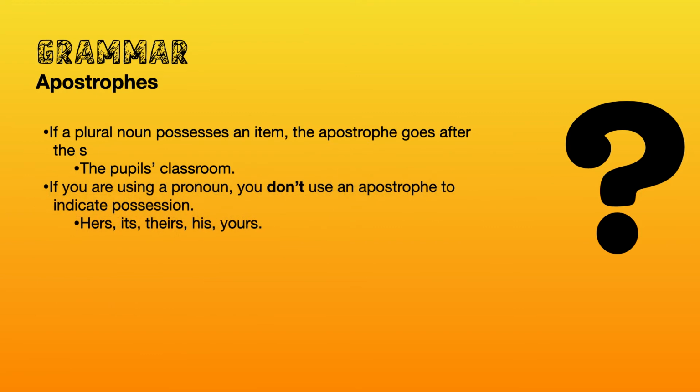Now, if you're using a pronoun, you don't use an apostrophe at all to indicate possession. Okay, so hers, its, theirs, his, yours. I want to focus on that word its because a lot of you bung in an apostrophe no matter what. If it's to do with like the dog loves its bone, you don't use an apostrophe because that is a pronoun. And to indicate possession, you just use the word its, the same way you would use the word hers.